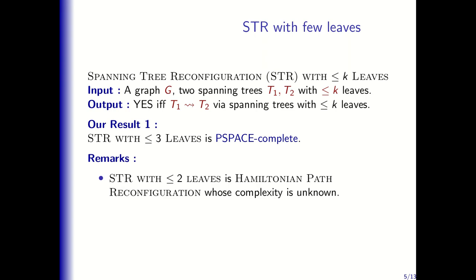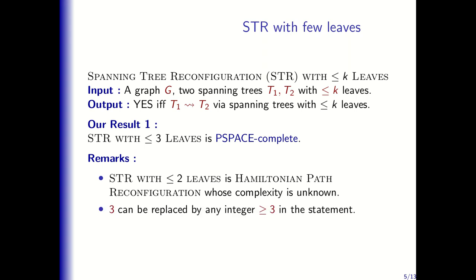Okay, and what you can notice is, if we reduce the 3 into 2, so we want a spanning tree with at most 2 leaves all along the transformation, then it's just Hamiltonian path reconfiguration. You have a Hamiltonian path, and you want to make some edge flips in such a way that all along your transformation, you only have Hamiltonian paths. And the complexity of this problem is surprisingly unknown, because Hamiltonian path is really a hard problem from an optimization point of view, but it is much harder to find gadgets in order to show that it's hard for reconfiguration.